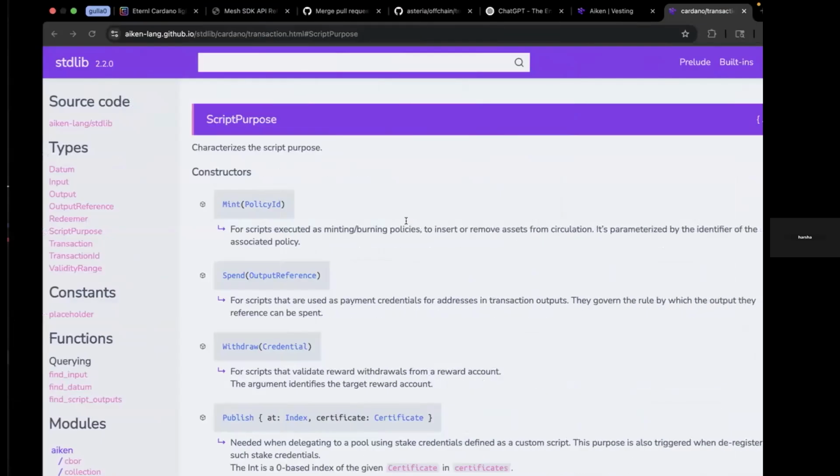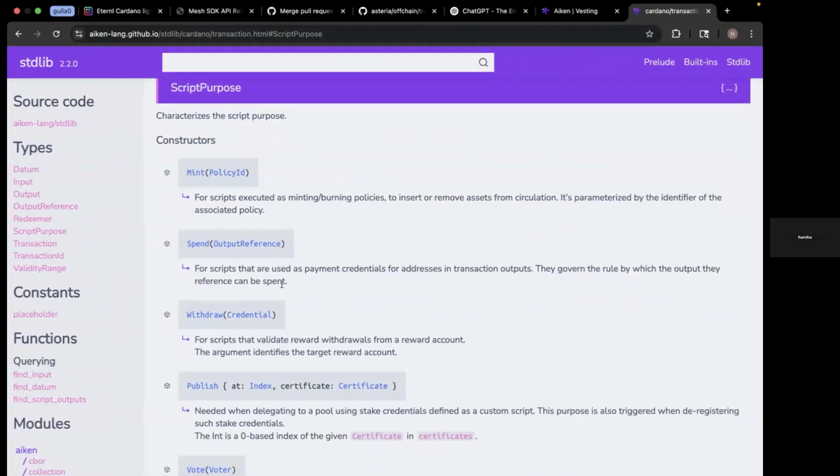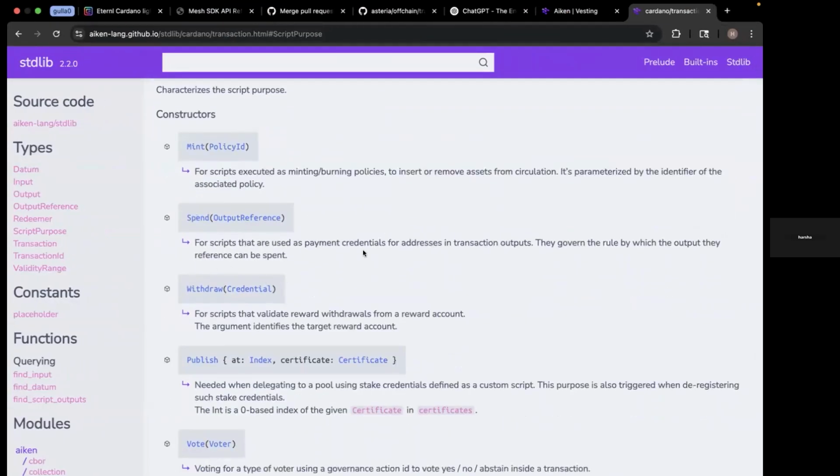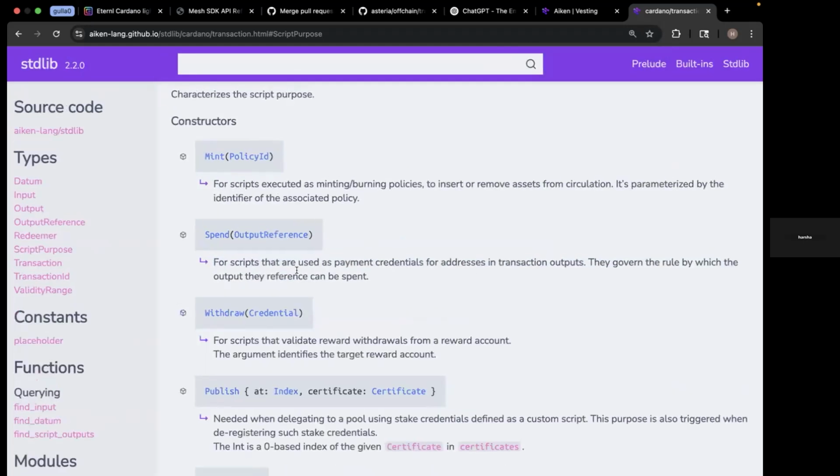Okay. So now that we have the spend purpose, let's take a closer look at the spend purpose of this validator. What does a spend purpose do? For scripts that are used as a payment credential for addresses in transaction outputs, they govern the rule by which the output they reference can be spent. Got it. Wait a minute. Let's get this clear. What is this saying? Can you read it and tell me what it is saying?